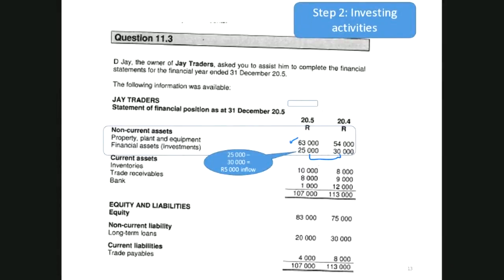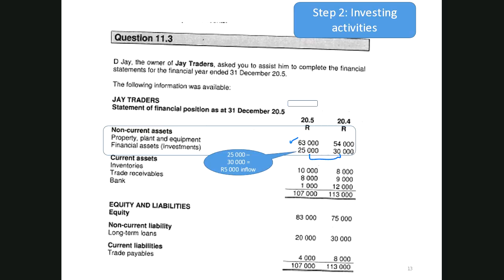Okay, so that means 5,000 must have been recovered from selling the investment during the year. 5,000 was received because your asset reduced. This asset normally has a debit. Assets always have a debit balance. When assets decrease, it means they're credited, and the debit would have been a cash inflow. So this decrease in the financial asset represents an inflow of money.